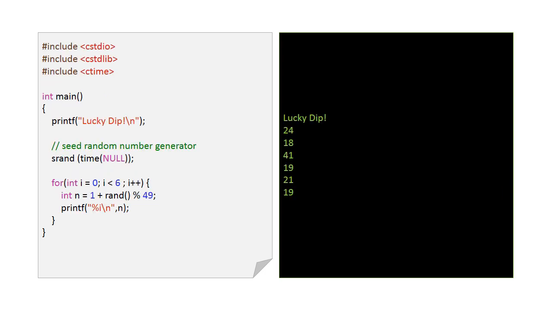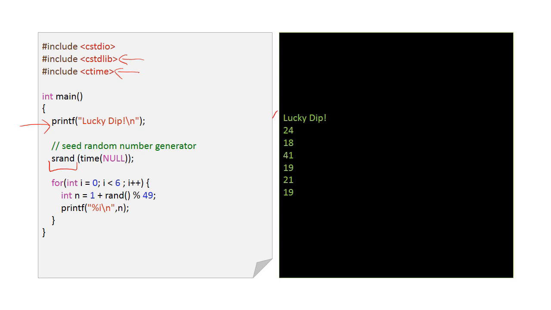Another example I'm going to use from the C standard library, and then also the time library. So this is kind of national lottery code, so it's going to pick our lottery numbers for us. So first line, print lucky dip, so this is why that prints here. And then the srand function, this is where we seed the random number generator.